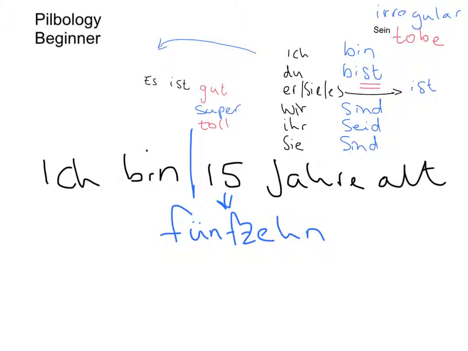So, this is a video. You can pause it. You can rewind it. You can go back over it. These are the different forms of sein. I've shown you a couple of examples of how you can use them. Go and have a go at creating some sentences of your own.